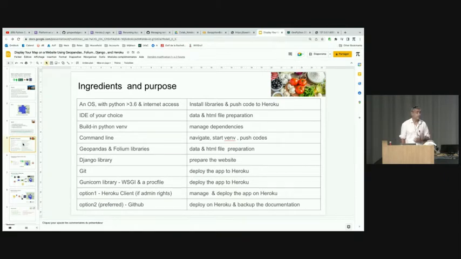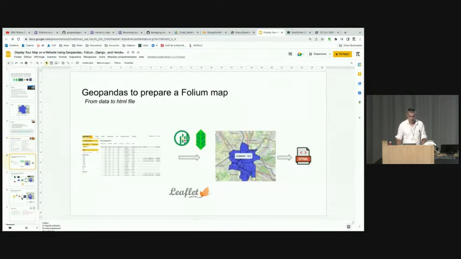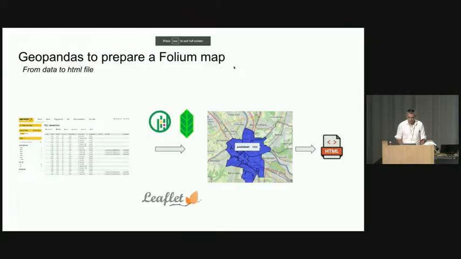So these are the basic things you will need, and we'll describe them a little bit more from now. So the first step is GeoPandas to prepare a Folium map.